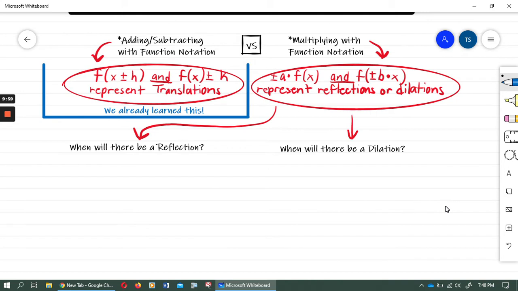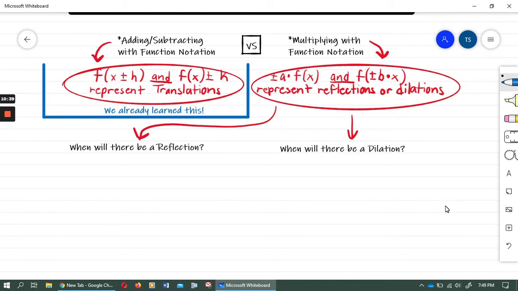Okay, you may be asking yourself, Mr. Starkey, when exactly will there be a reflection, and when will there be a dilation? I'm glad you asked. That's a good question. There will only be a reflection when the number that's being multiplied, either inside or outside of the function, is negative.